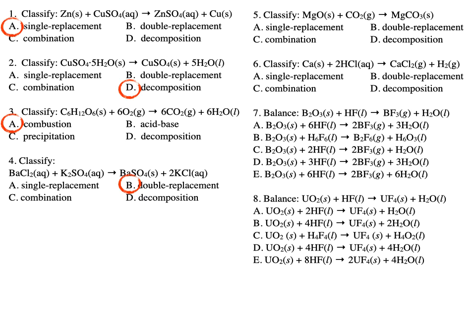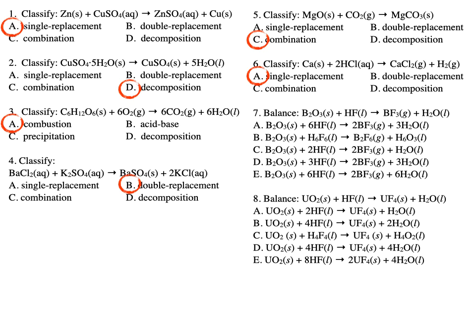5, classify. That is a combination reaction. Magnesium oxide plus carbon dioxide forms magnesium carbonate. That is one product. 6, that is a single replacement reaction. On the left, we have the element calcium plus hydrochloric acid. On the right, we have calcium chloride and the displaced hydrogen from hydrochloric acid.